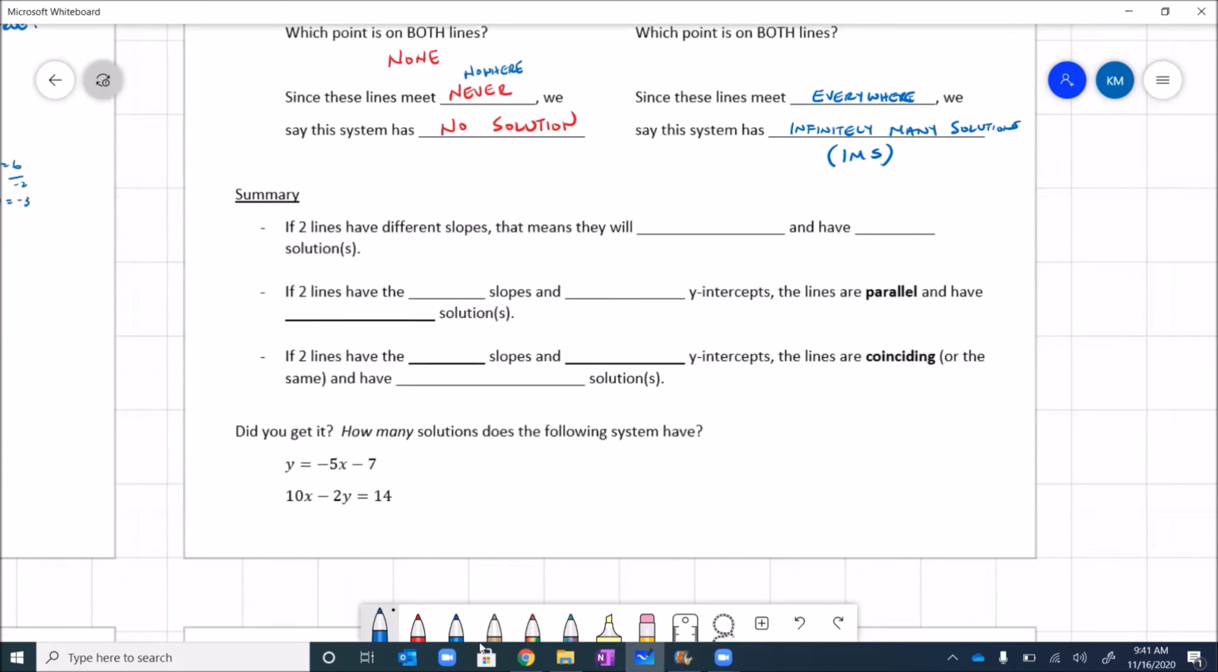Here's our summary. If two lines have different slopes, that means they will intersect and have one solution. If two lines have the same slope and different y-intercepts, that means the lines are parallel and have no solutions. And if two lines have the same slope and the same y-intercept, the lines are coinciding or the same and have infinitely many solutions.